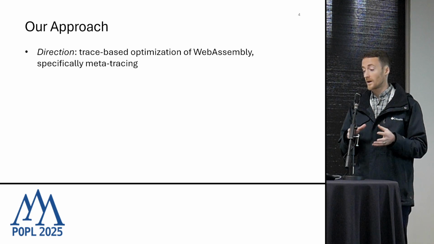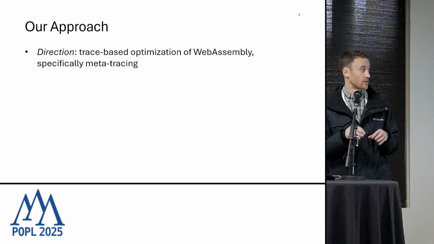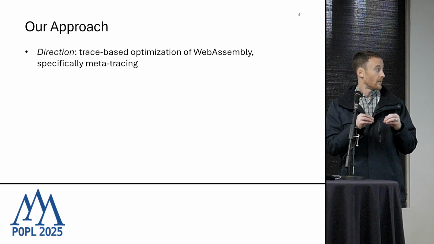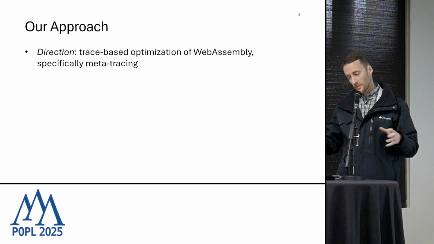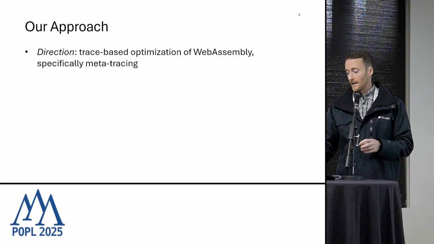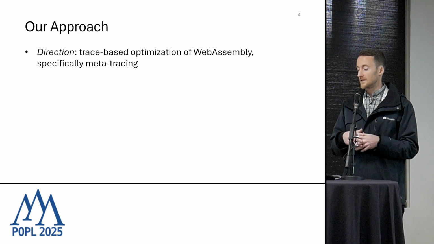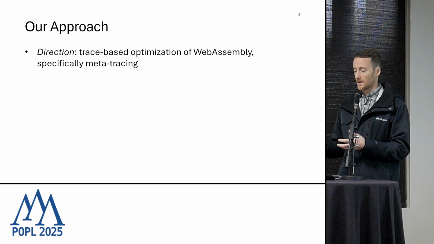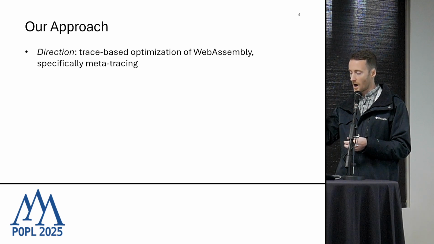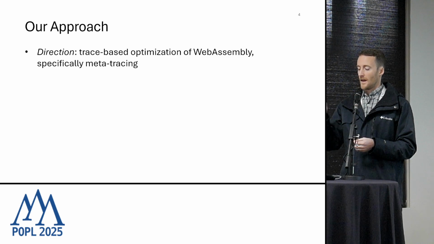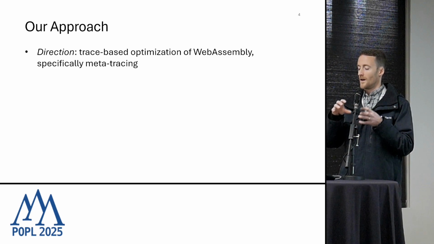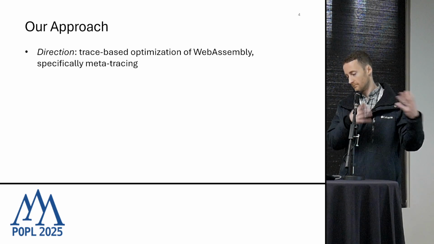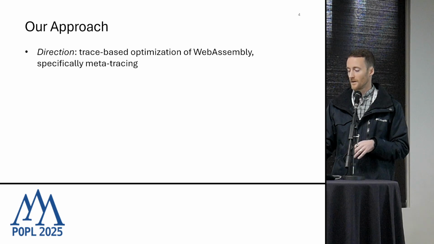So our direction is trace-based optimization. Specifically, the approach we're taking here is called meta tracing, and I'll explain that in more detail later. But the general idea is we collect traces of WebAssembly programs, and then we create optimized fragments from the hot regions within those traces, and then we insert these optimized fragments into a new optimized program, and then we run that optimized program later.